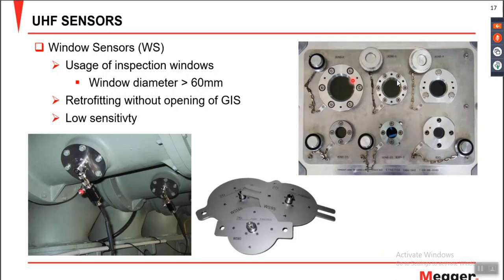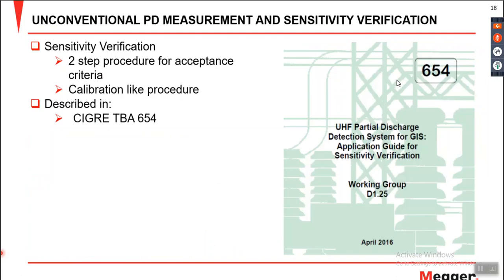But the only thing to keep in mind is that whenever we talk about embedded or external sensors, the sensitivity of your measurement with the embedded sensors is going to be very high compared to external UHF sensors. So with the embedded sensors you require fewer UHF sensors, but if you are using external sensors, you might require more UHF sensors to be connected for a fruitful measurement.